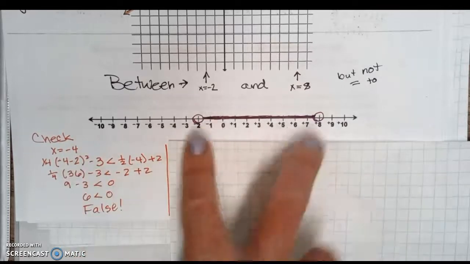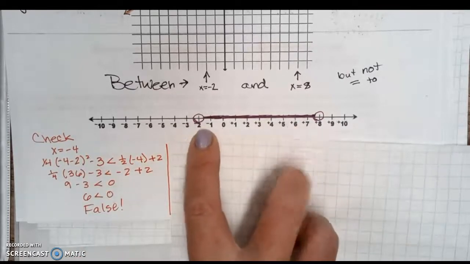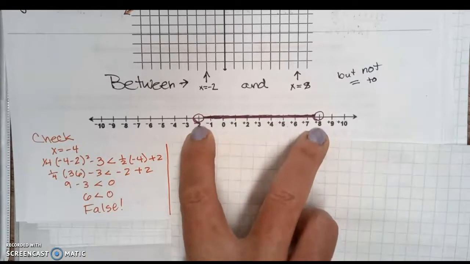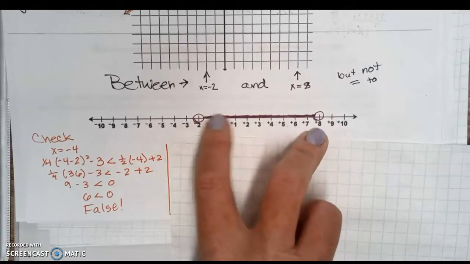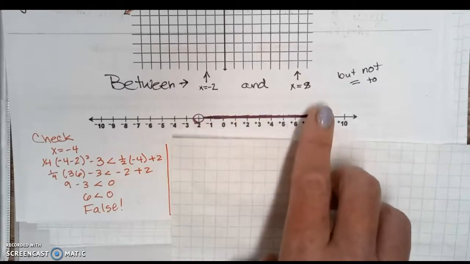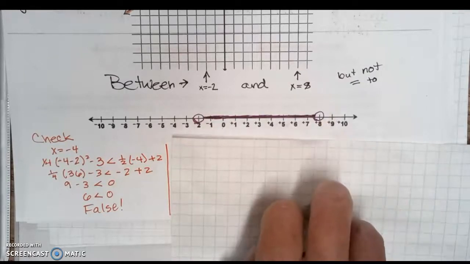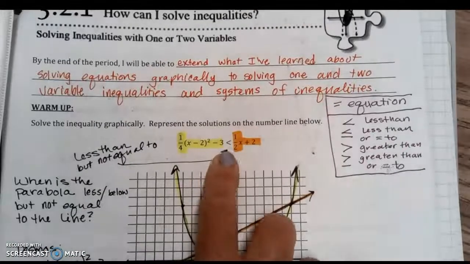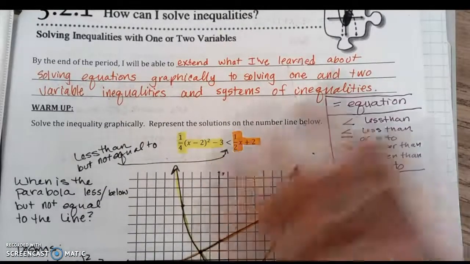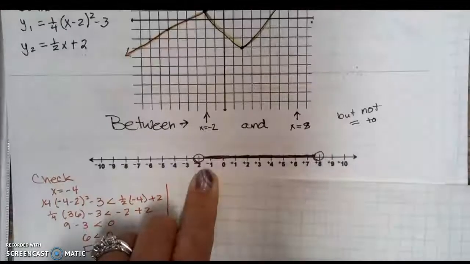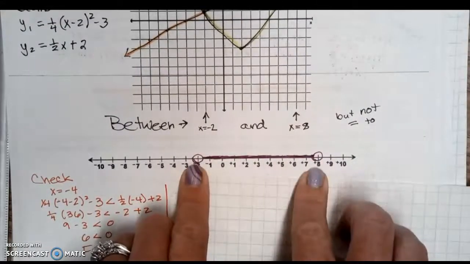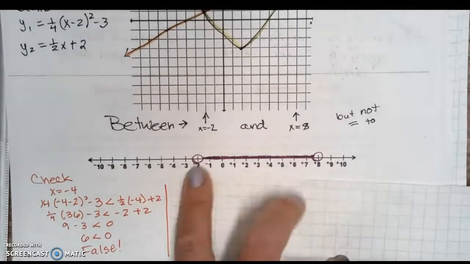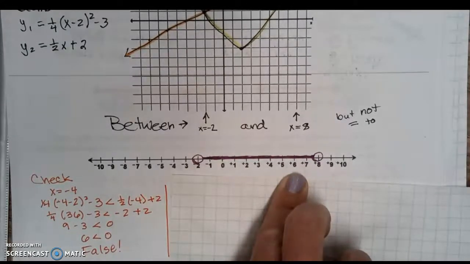Okay? Because the solution should be between -2 and +8, right? But not equal to. So we leave the open circle here, open circle here. We have open circles because we don't have the equal part right here, right? If you have the equal part, you're going to fill in the circles or the points. So we leave them open. Okay? And it's in between it. So we shade in between.